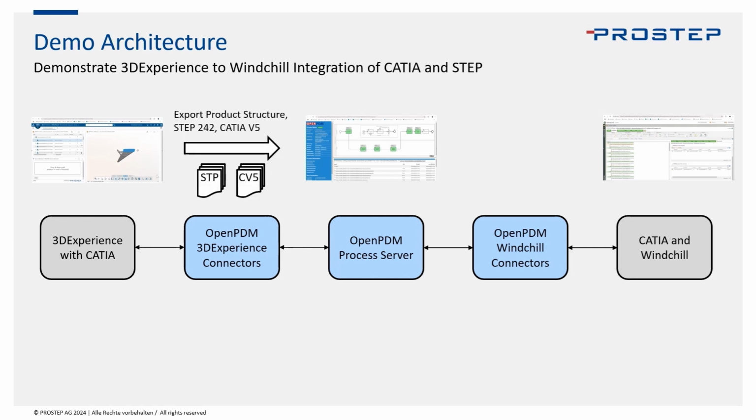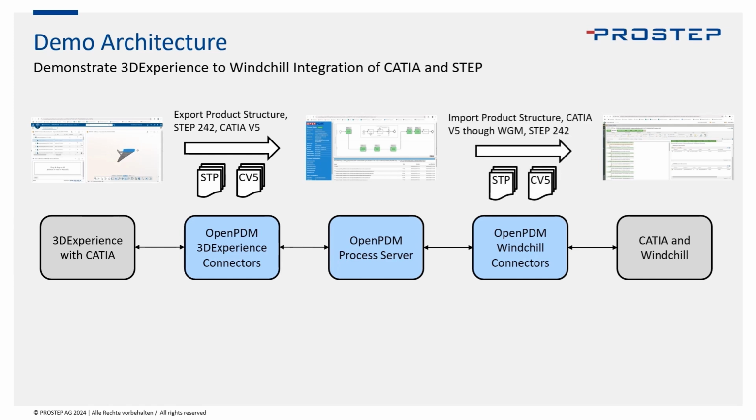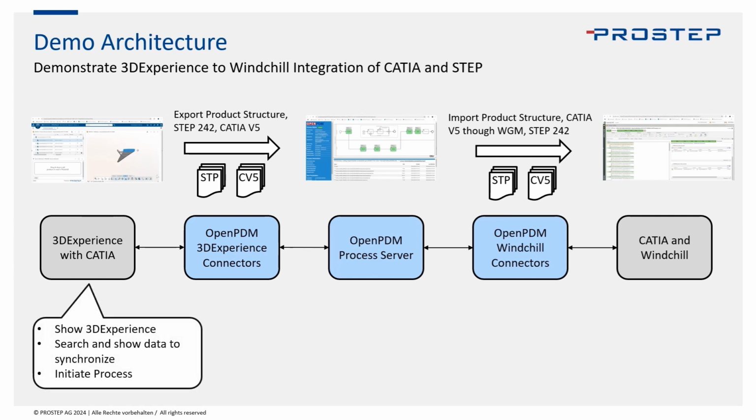We've got a process that's going to start by exporting the product structure from 3DX, exporting the Step 242 Edition 2 files from there, as well as downsaving from modern CATIA to CATIA v5. Then the process will import that product structure, create that CATIA v5 data through our Workgroup Manager controller, and then create the Step 242 documents as well in Windchill.